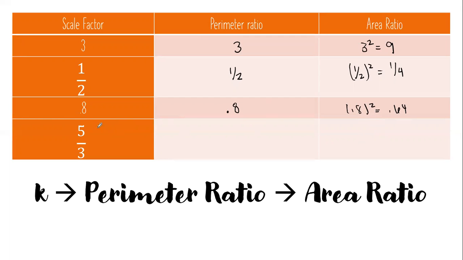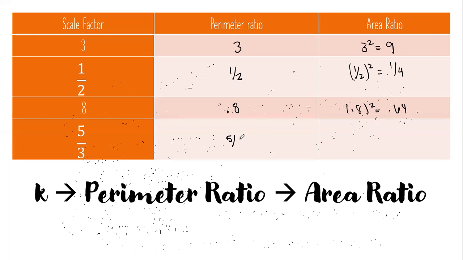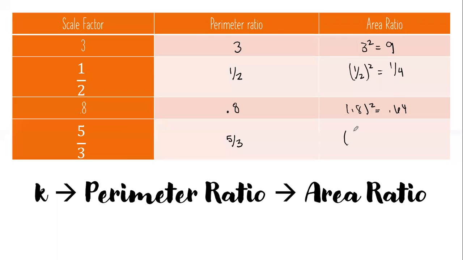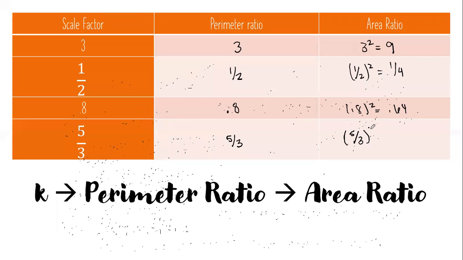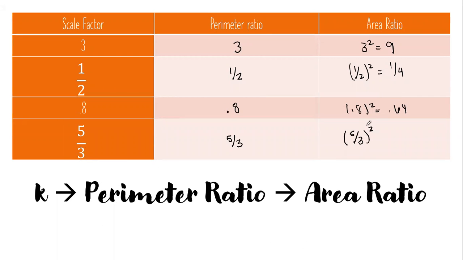If my scale factor is 5/3, my perimeter ratio is what? 5/3. And then we know the area ratio is 5/3 squared. So anytime you have a fraction, you just square the top number and the bottom number. So square the numerator and the denominator. So that would be 25/9, whatever that is.